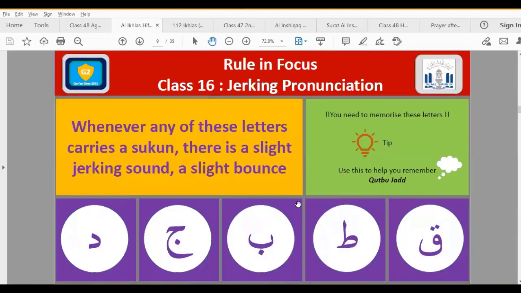Now, if I take you back to class number 16, okay, and the rule and focus that we looked at that day, we looked at the jerking pronunciation rule. Okay, now we saw that whenever any of these letters carry a sukoon, there is a slight jerking sound, a slight bounce that is made in your sound. Okay, now the 5 letters that we're referring to here are qaf, ta, ba, jim, dal. Okay, so whenever any of these 5 letters have a sukoon on them, we have to produce a slight jerking sound, a slight bounce in our sound.